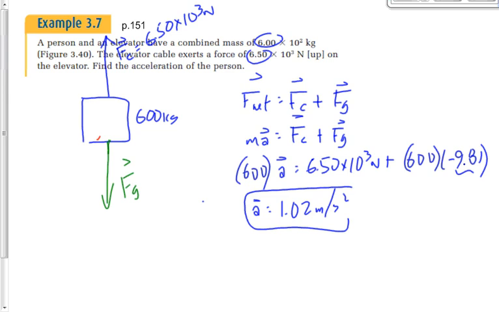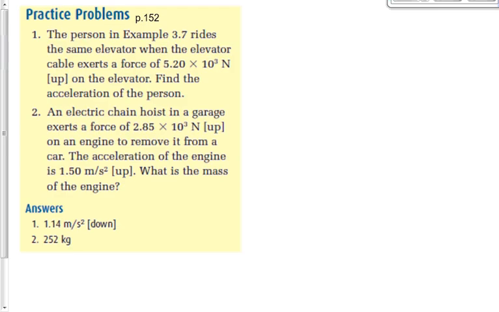Okay, let's take a few minutes and take a look at those two questions, please, on page 152. All right, taking a look at number 2, it says an electric chain hoist in a garage exerts a force of 2850 newtons upwards on an engine. We're going to make this our engine. It's going to be a conveniently very square engine. It experiences a force upward. We're going to call it Fc for the force of the chain of 2.85 times 10 to the 3 newtons.